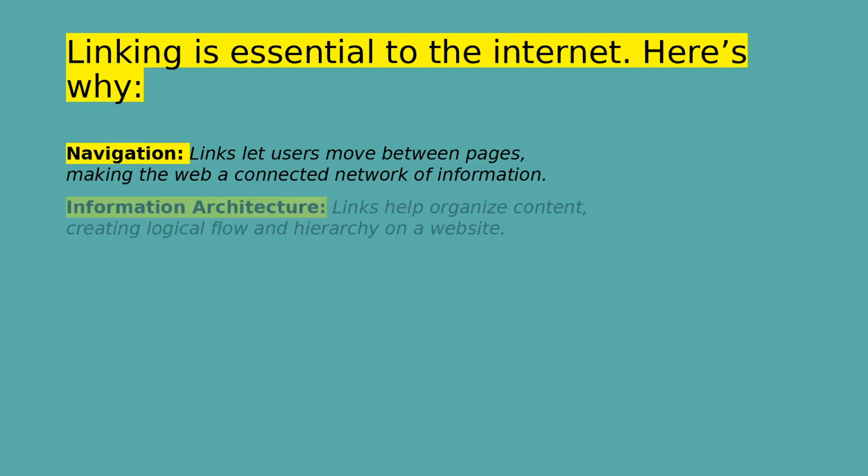Information architecture. Links help with organizing content. They provide a way to create logical flow and hierarchy within a website, such as navigation menus. This helps users understand the primary sections of a web page and how to access them.